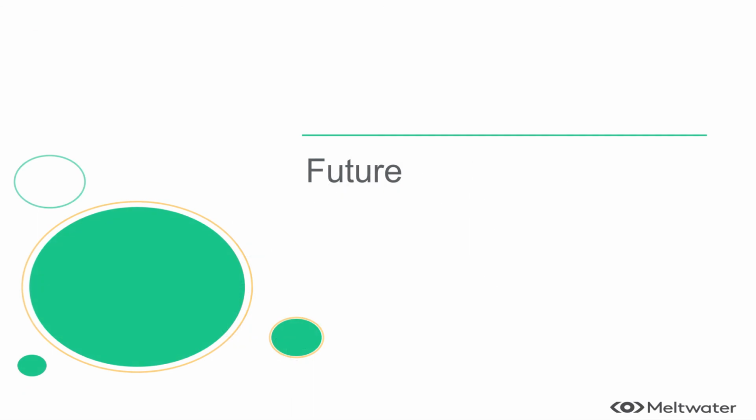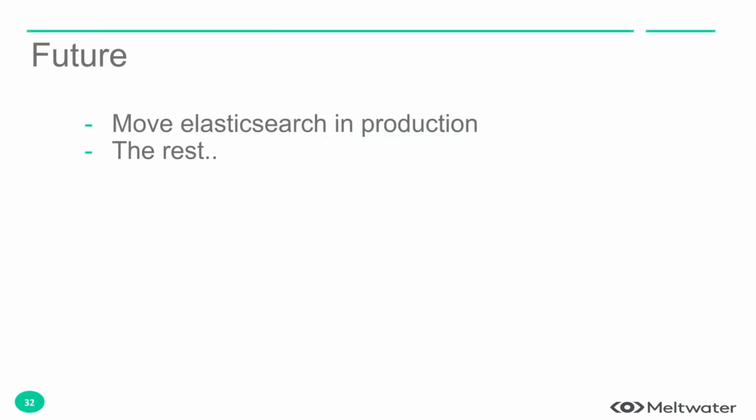So what does the future hold for us? You can probably guess. We're going to move Elasticsearch in production to AWS. And also we have a few more services that we hope will follow. And by that we also hope to be self-owning our stuff.